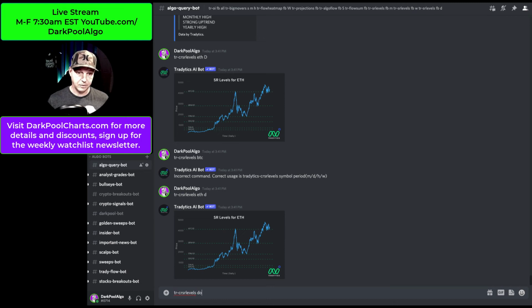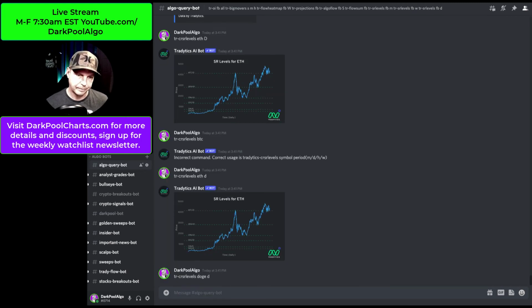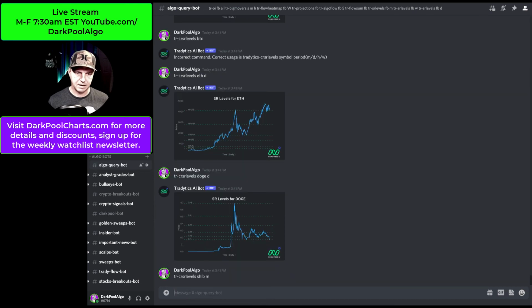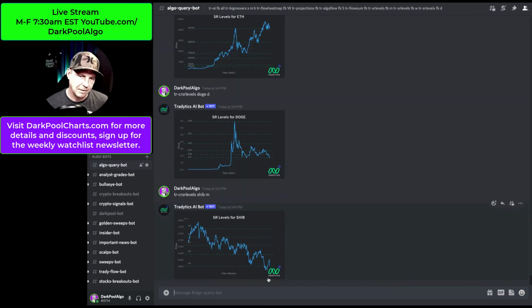Let's look at Doge, shall we? And let's see if the SHIB token's there. Let's look at SHIB for the minute. Let's see what SHIB's doing. Look at that. SHIB's on a downtrend.